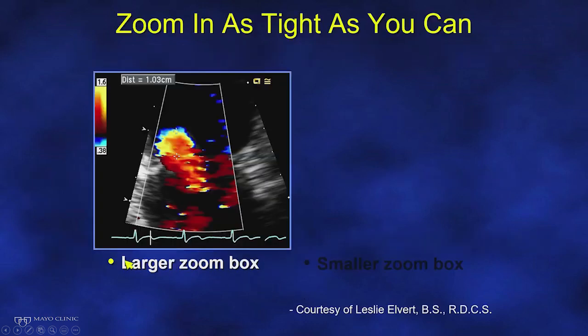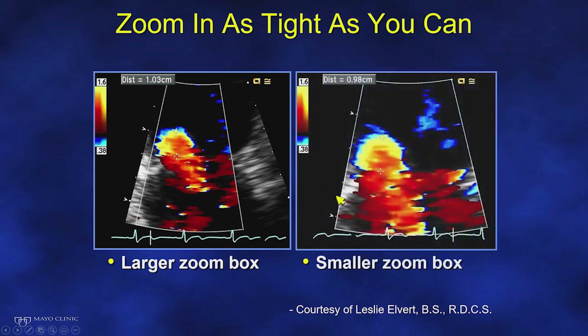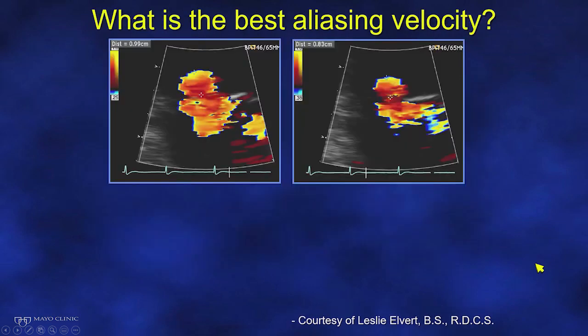So for example, here's a larger zoom box, and this is not a bad PISA. And note also that there's not really a hemisphere. It just gets cut off right here when it's like at 180 degrees. But if we zoom in further, look how much nicer a PISA we can get. And we can make that radius measurement much better. 2 pi r squared times our aliasing velocity will give us regurgitant flow.